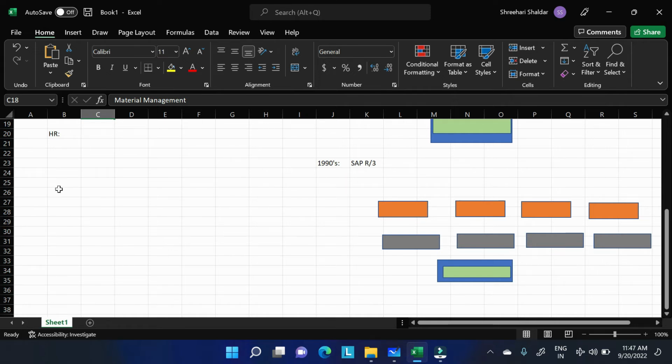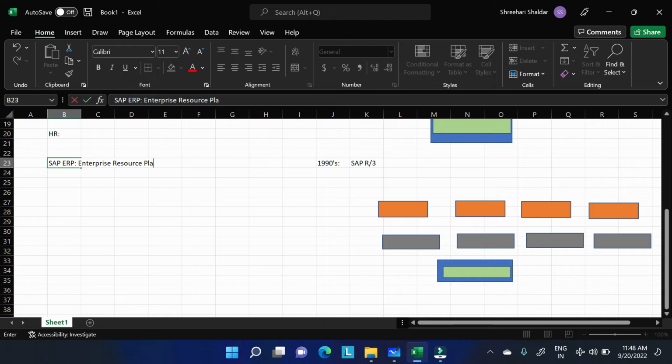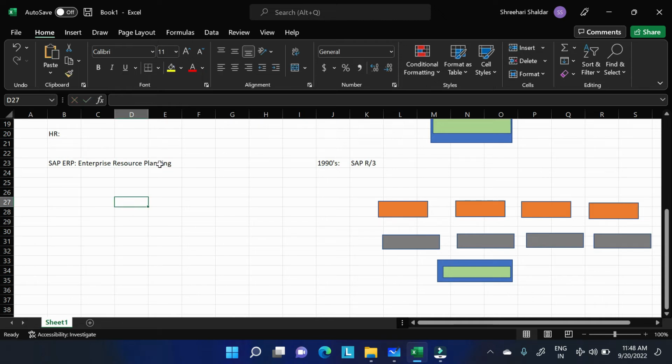Okay, and next we are going to discuss SAP ERP. What does ERP stand for? It is nothing but enterprise resource planning. Read it from the right side: planning the resources for the enterprise.